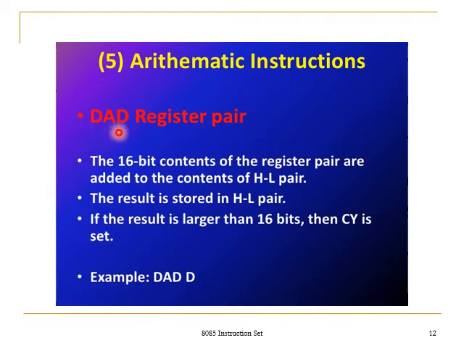DAD instruction: the 16-bit content of the register pair specified in the operand will be added with the HL register pair. So when we give the DAD instruction, the 16-bit values are going to come from the register pair BC or DE, and the other value for addition is going to come from the HL register pair. It is not going to come from the accumulator, because the accumulator is an 8-bit register and the DAD instruction is used for performing 16-bit addition.